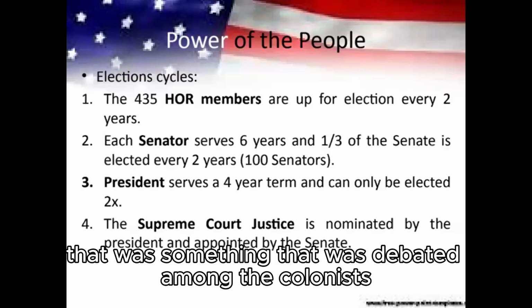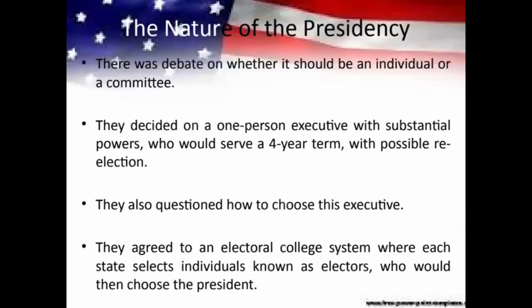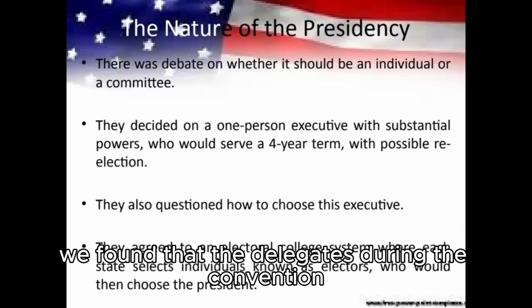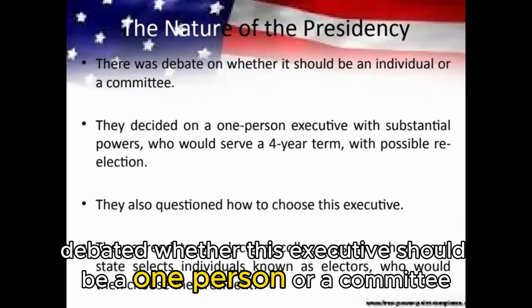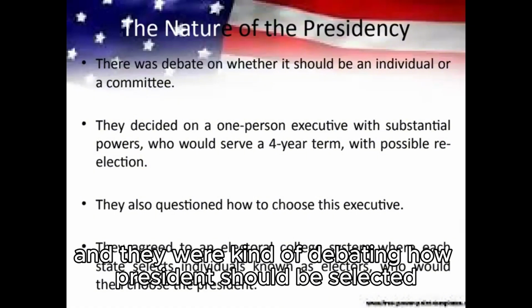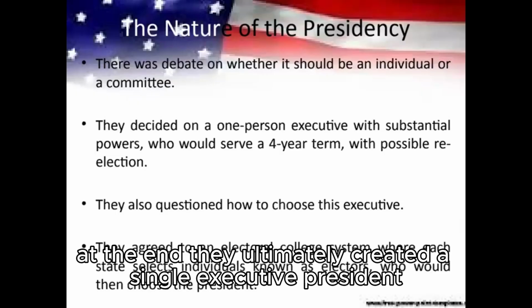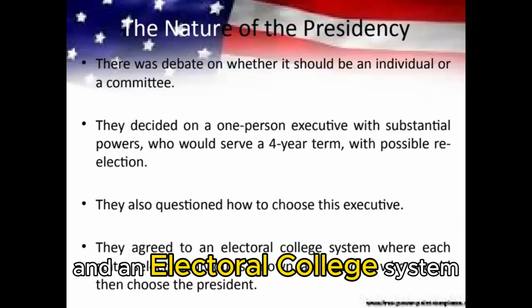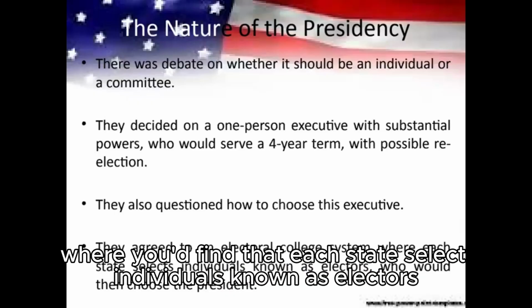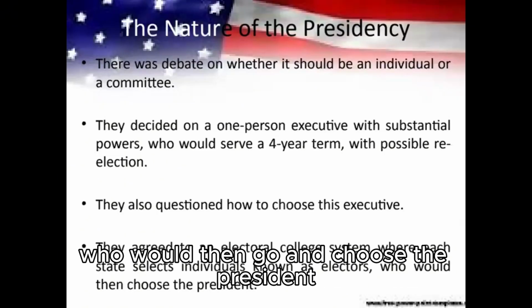Now, what about the nature of the presidency? That was something that was debated among the colonists. The delegates during the convention debated whether this executive should be one person or a committee, and they were also debating how the president should be selected. In the end, they created a single executive president and an electoral college system, where each state selects individuals known as electors who would then choose the president.